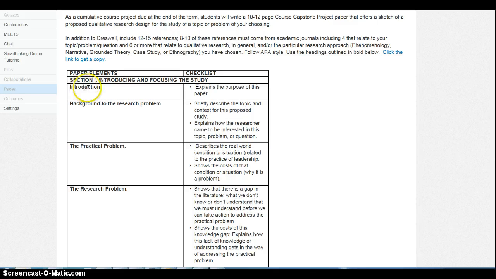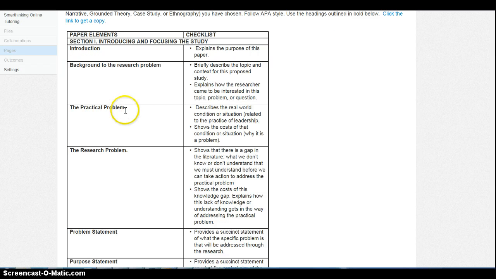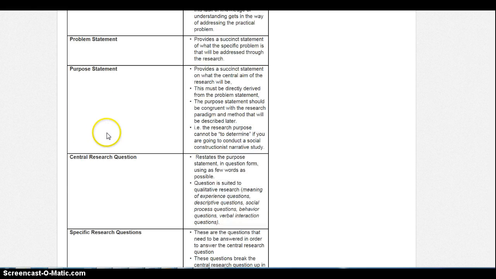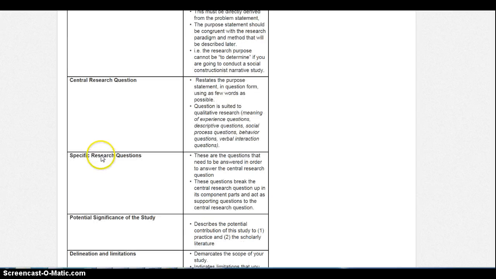I'm looking for an introduction to the proposed study. I'm looking for the background to the research problem. I'm looking for the practical problem, the research problem statement, the purpose statement, central research question, specific research questions. So here I know that this could be somewhat challenging for some folks, but in some cases you could have the central research question and sub questions, so that would suffice.